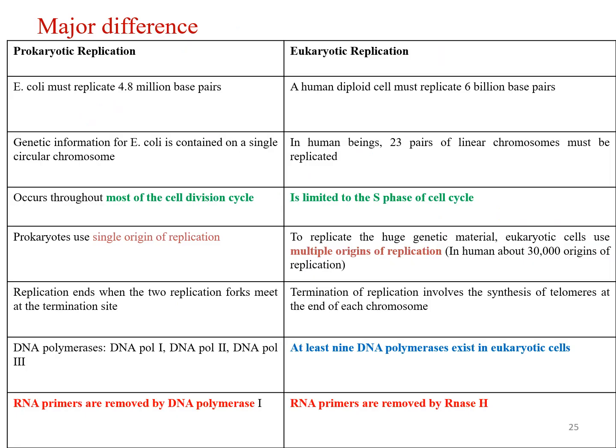So what is the difference between prokaryotic replication and eukaryotic replication? For example, E. coli must replicate 4.8 million base pairs, but a human diploid cell must replicate 6 billion base pairs.